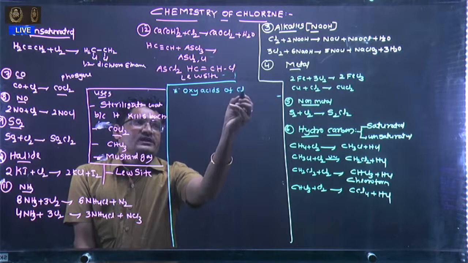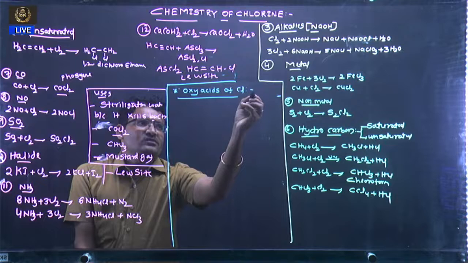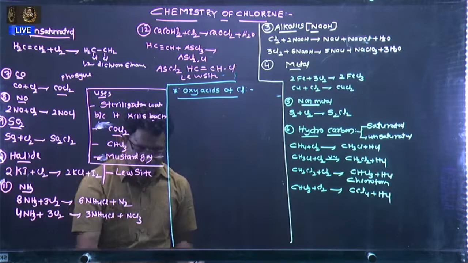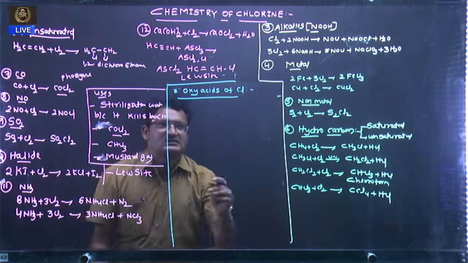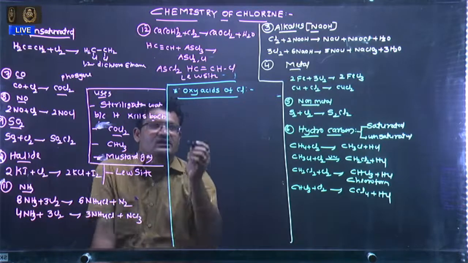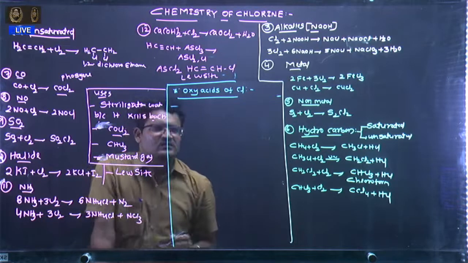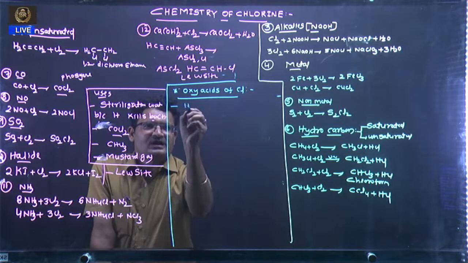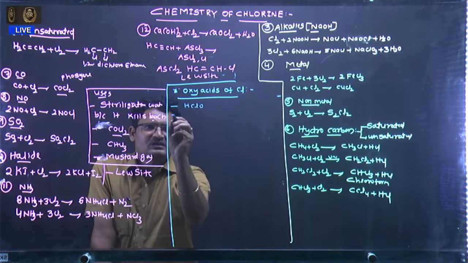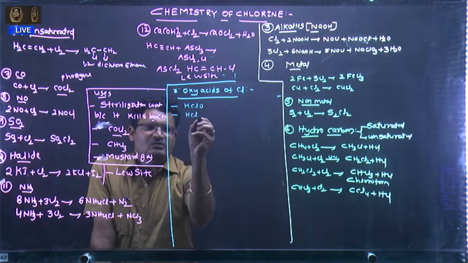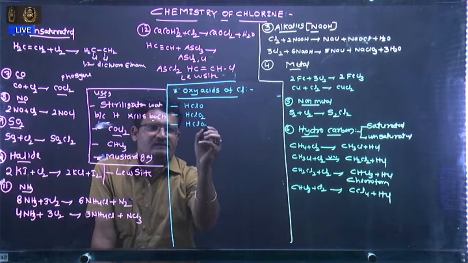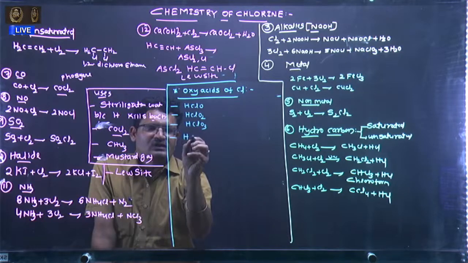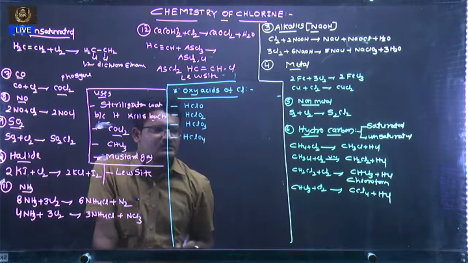Oxy acids of chlorine. Today we discuss the structure of the oxy acids of chlorine. Basically, these oxy acids of chlorine are of four types: first HClO, second HClO2, third HClO3, and fourth HClO4.